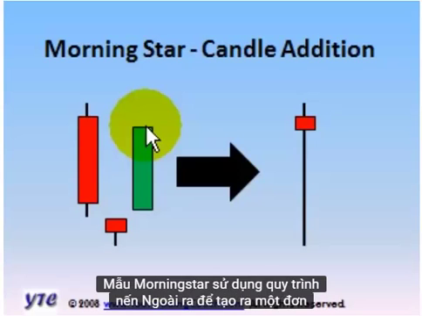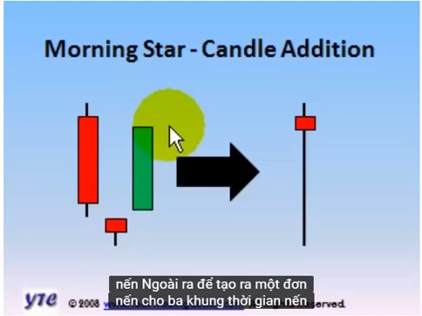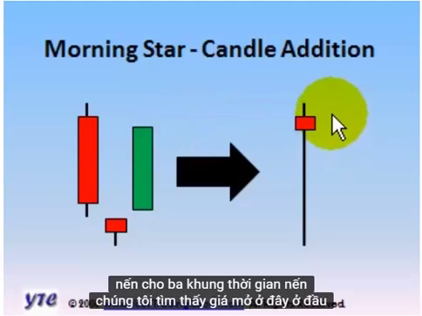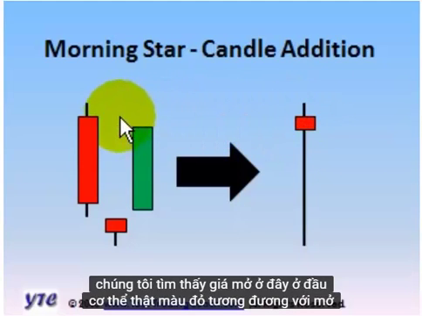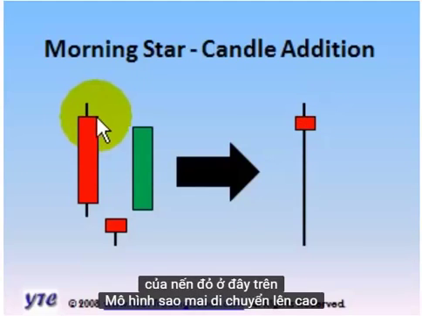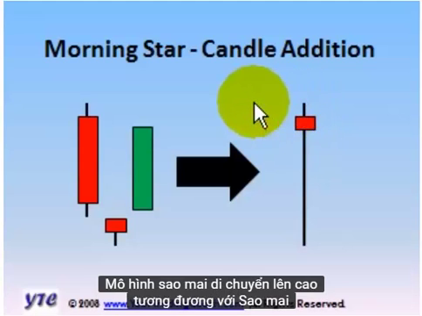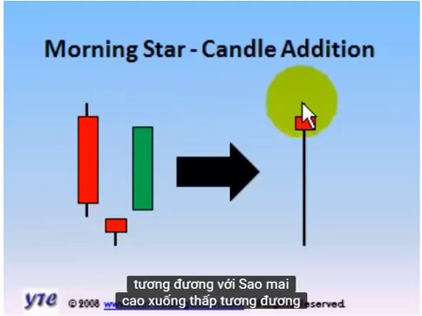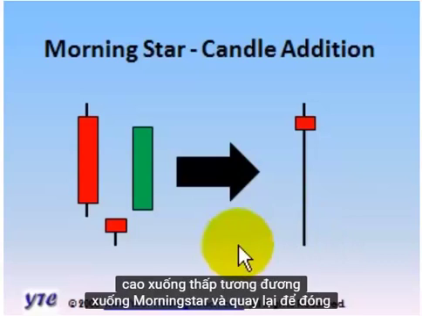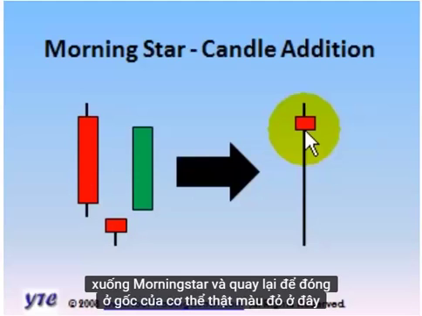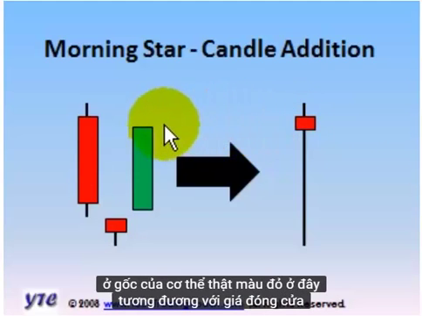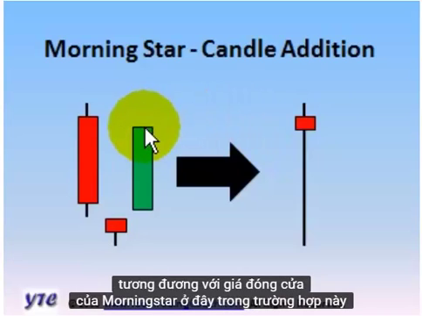Using the process of candle addition to create one single candle for that 3-candle time frame, we find price opening here at the top of the red real body, equivalent to the open of the red candle here on the morning star pattern, moving to the highs, which is equivalent to the morning star high, down to the low, which is equivalent to the morning star low, and back to close at the base of the red real body here, which is equivalent to the closing price of the morning star here.